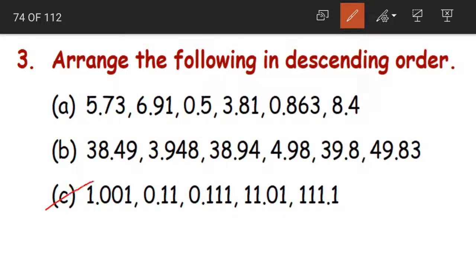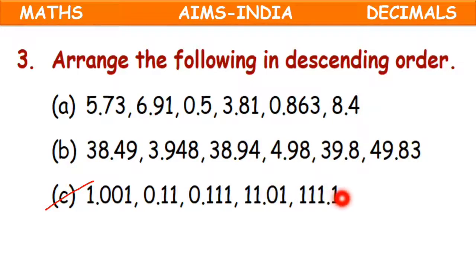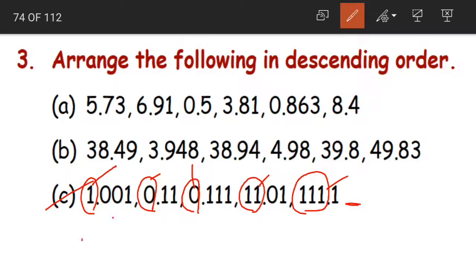Now coming to the last question, 1.001, 0.11, 0.111, 11.01 and 111.1. Now these numbers are looking a little bit confusing, right? So first again, what is the first step? Circle out the whole number parts and compare them. What are the whole number parts here? 1, 0, 11 and 101. Which is the greatest of all? 101.